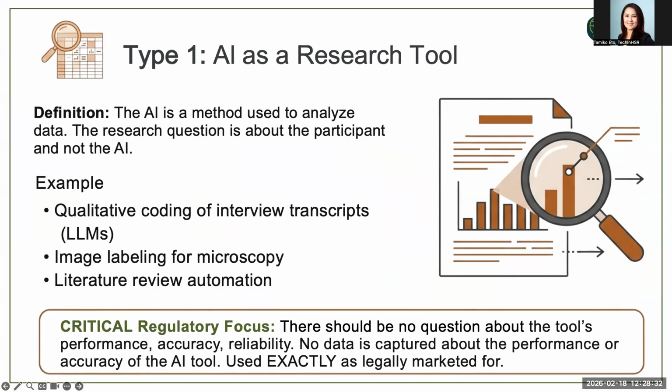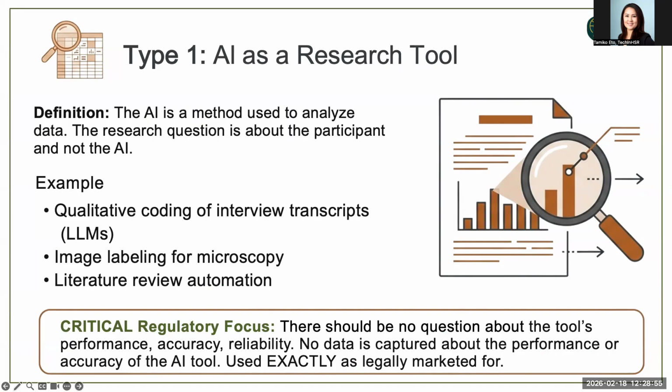Essentially, what that means is the AI is used as a method, for example, to analyze data. The research question is about the research participant, so it's not going to be about the AI. Think of it as an instrument that the research team uses. It's a method, it's not the thing being researched.